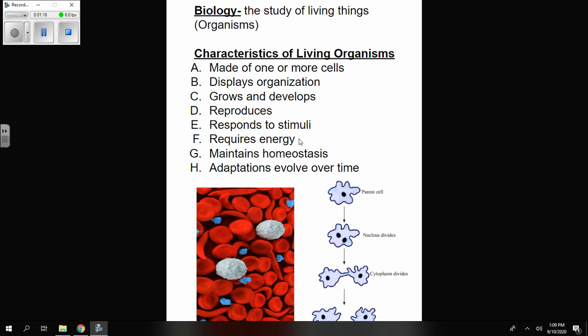Requires energy. Energy is in the form of a molecule called ATP throughout our body. Our bodies require this. We all maintain homeostasis, which you'll learn about in a second. We adapt and evolve over time. And there's some pictures of some living organisms. This is a red blood cell, a white blood cell, platelets. This is showing like a bacteria, like a single-celled organism reproducing.